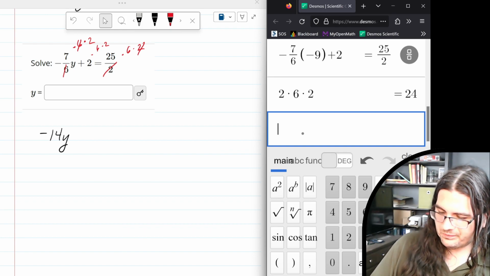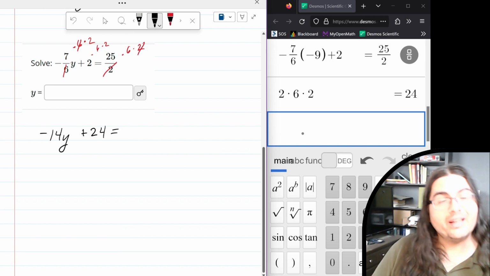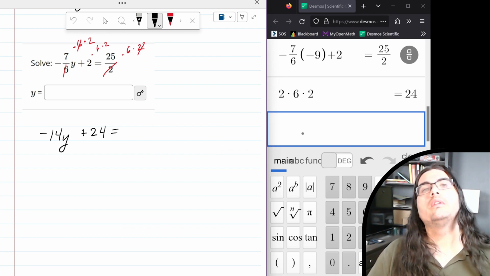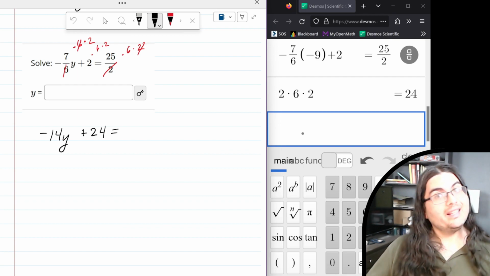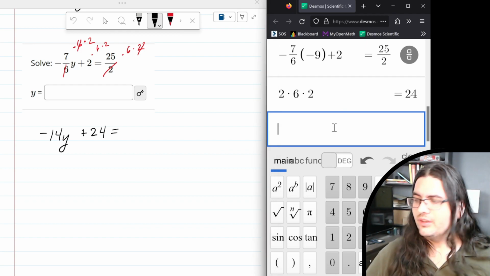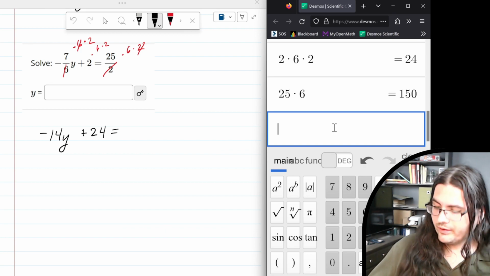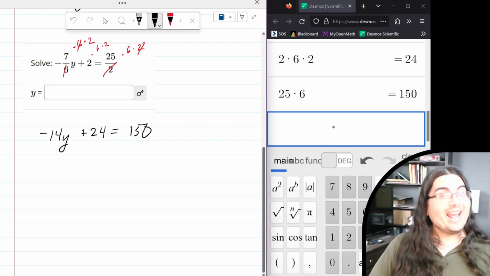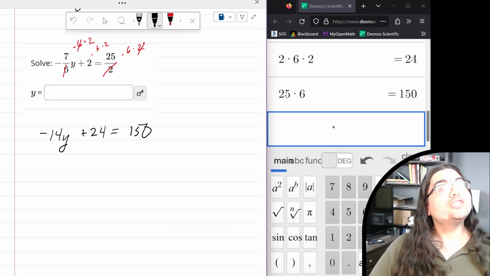24. You know what you're thinking, Professor, aren't you paid to know how to do that in your head? I am, and I can, but this is not the time for me to show off. The fraction on the right, 25 over 2, did cancel out with one of the 2's. 25 times 6, I believe it's 150. But we're going to check that with our calculator. Equals 150. Now this equation is whole numbers only. Much easier to deal with.